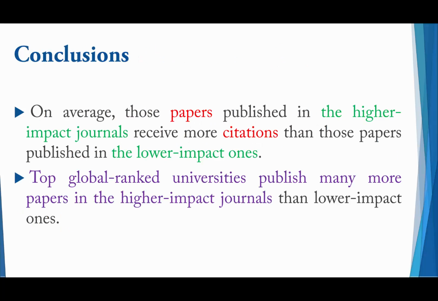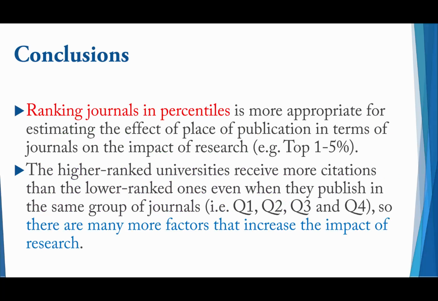On average, those papers published in the higher impact journals receive more citations than those papers published in the lower impact ones. Top global ranked universities publish many more papers in the higher impact journals than the lower impact ones. Ranking journals in percentiles is more appropriate for estimating the effect of place of publication in terms of journals on the impact of research.